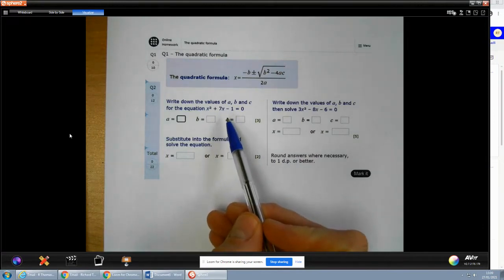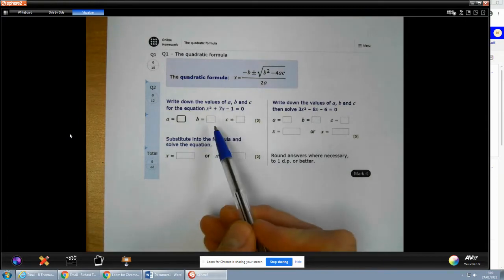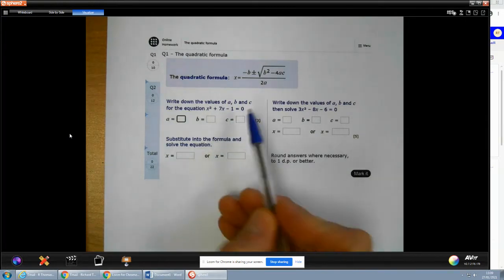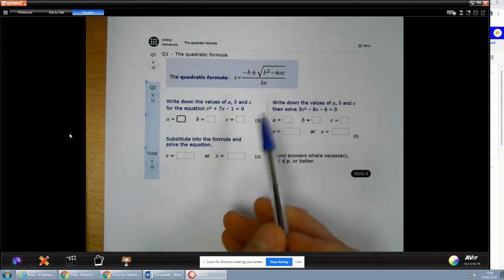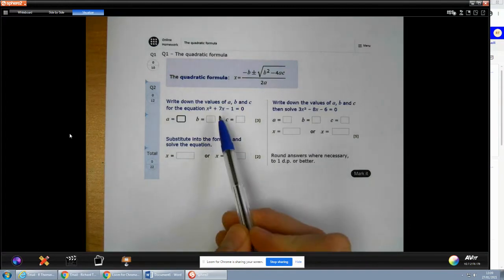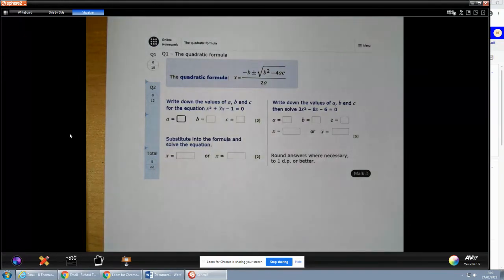And of course, what's very important is it must be rearranged in the form ax squared plus bx plus c equals 0. So if you find a question and the quadratic doesn't equal 0, you will have to bring everything over from the right-hand side and tidy it up.